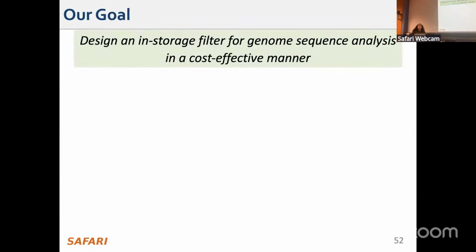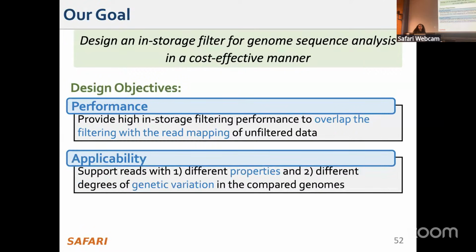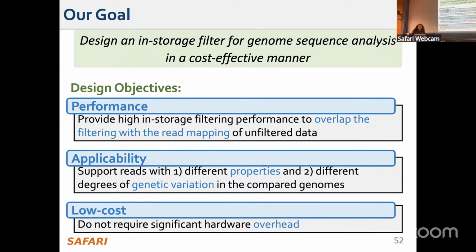So our goal, therefore, in this work has been to design an in-storage filter for genome sequence analysis in a cost-effective manner. And the design objectives would be to improve performance, so provide high in-storage filtering performance to overlap the filtering with the read mapping of unfiltered data, and have high applicability to support reads with different properties and different degrees of genetic variation in the compared genomes, and to be low cost. I will talk about these points in more detail.